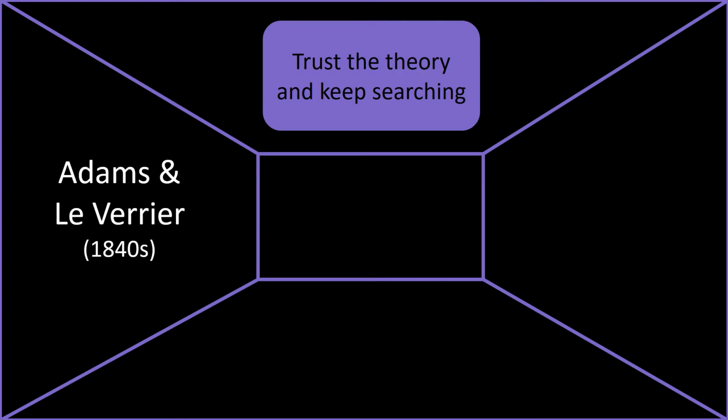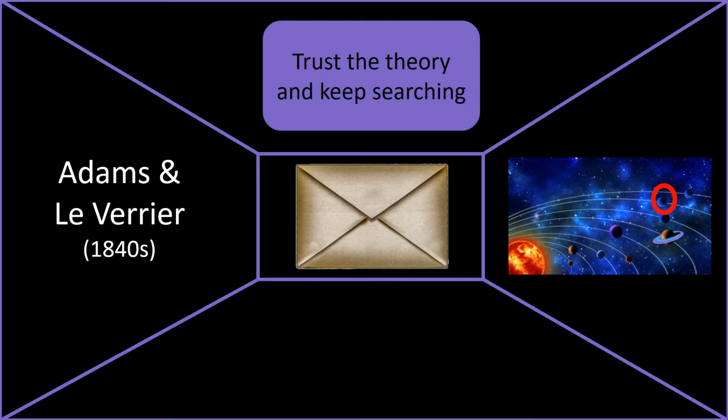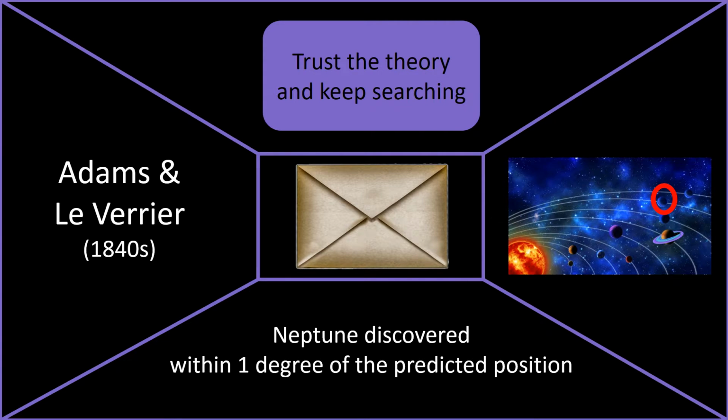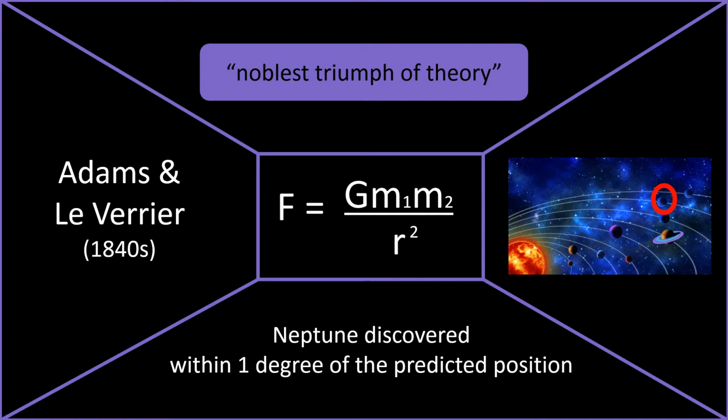2 men working independently in the 1840s decided to trust the theory and predicted the existence and position of a previously unsuspected planet beyond the orbit of Uranus. Leverrier presented his final prediction for the location of the unknown planet to the French Academy, and in a private communication to Johann Galle of the Berlin Observatory. The same evening the letter arrived, Galle discovered Neptune at a point within 1 degree of the predicted position. The discovery was acclaimed as the noblest triumph of theory, and no serious doubts remained about the truth of Kepler's laws and Newton's theory of universal gravitation.